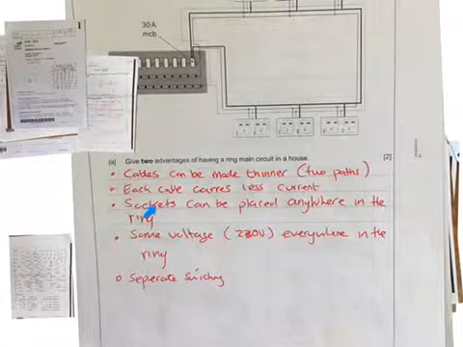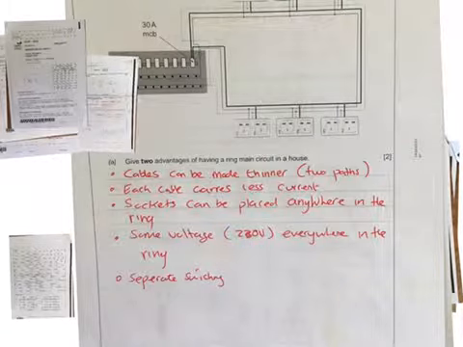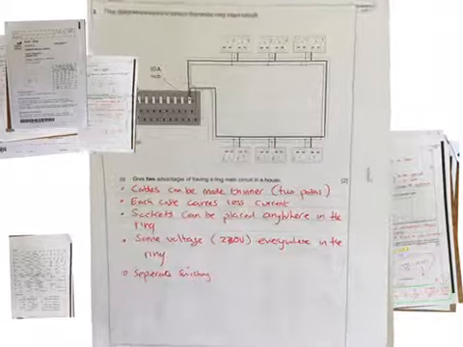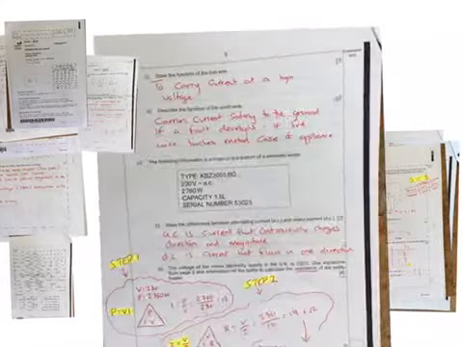Sockets, not plugs. You can't say plugs. You've got to say sockets. Can be placed anywhere in the ring. Same voltage everywhere, 230 volts in the ring. And you can have separate switching because you've got those sockets everywhere.